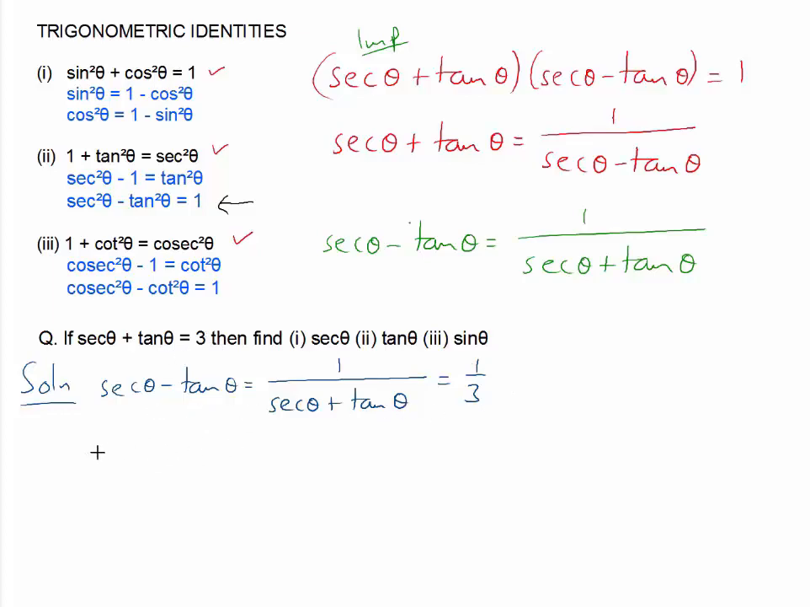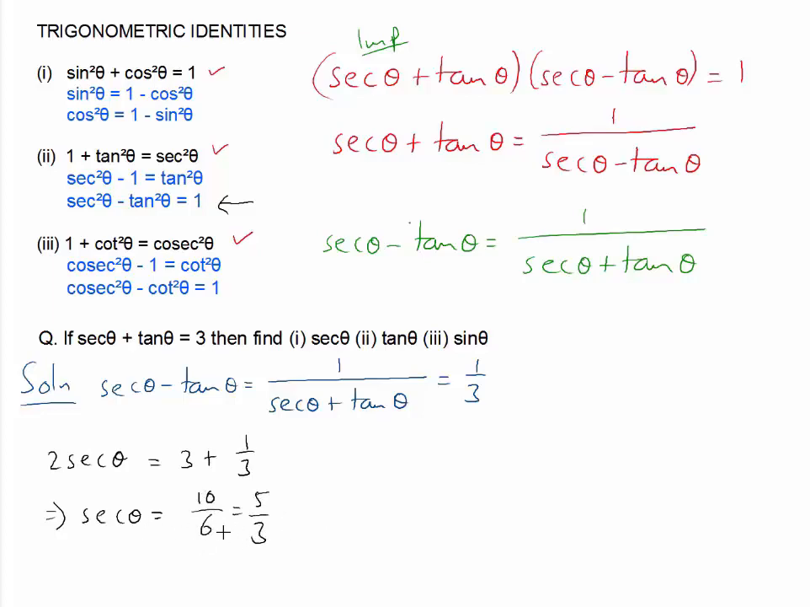Now let's add them. So when we add them, we will get sec theta plus sec theta will become 2 sec theta. Tan theta minus tan theta will get cancelled and we will be left with 3 plus 1 by 3. So that would imply sec theta would be equals to 10 by 6 or 5 by 3.